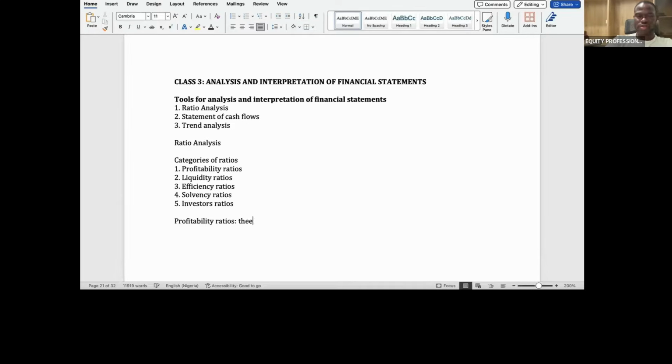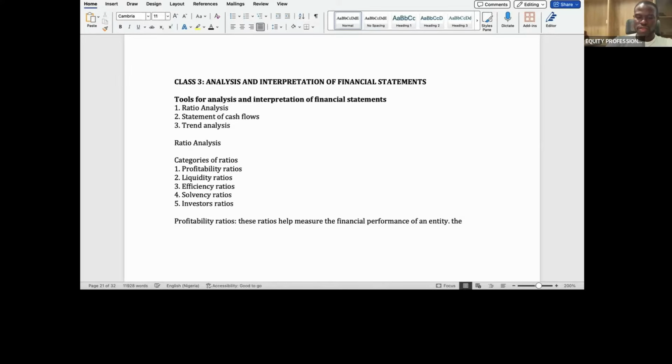These ratios here, what do they do? These ratios help measure the financial performance of an entity. So basically, the ratios here will help you ascertain and understand how profitable a company is. So majorly the financial performance of a company. So which ratios are commonly used here?